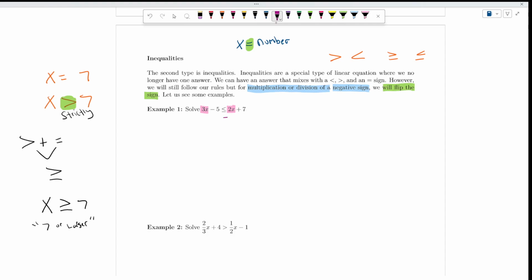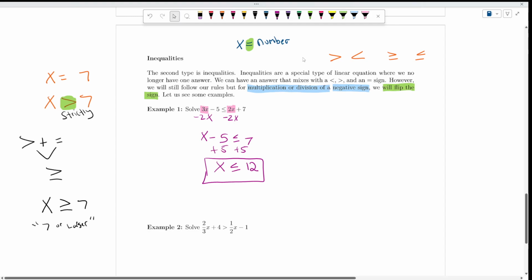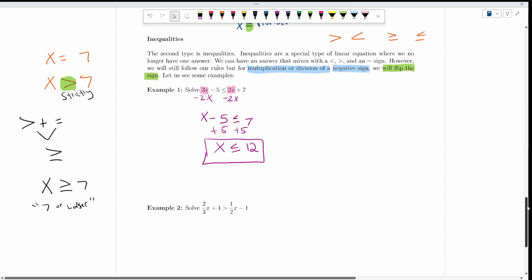So I'm going to subtract the 2x and subtract the 2x first to combine those. 2 minus 3 is 1. I get x minus 5 is less than or equal to a plus 7 here. And then all I have to do is add 5, add 5, x is less than or equal to 12. Pretty cool. The last one I have on here is going to be fractions.